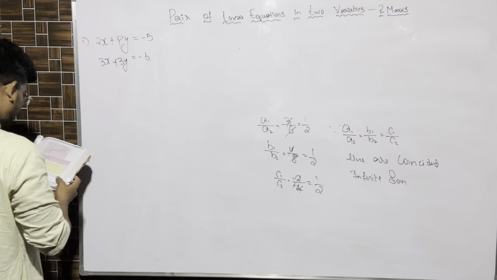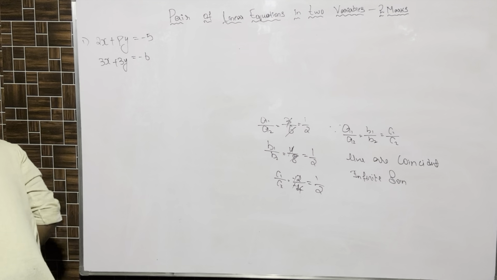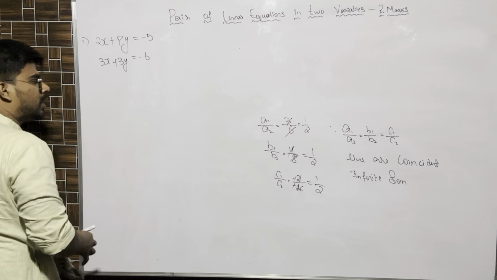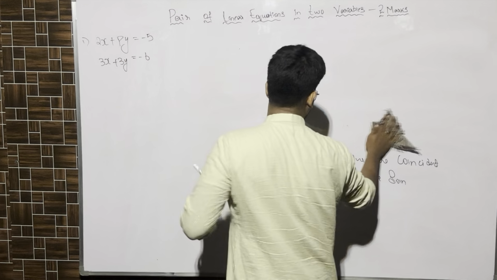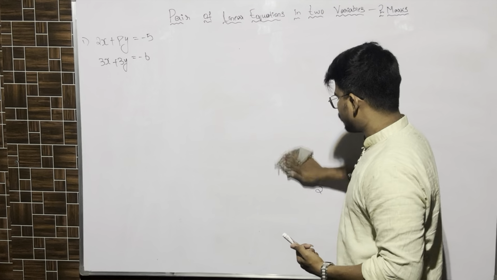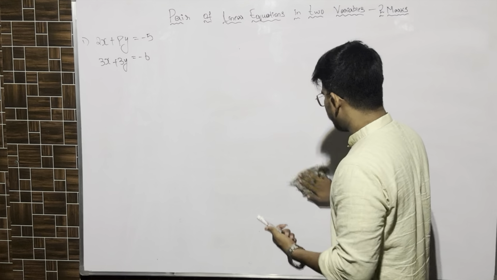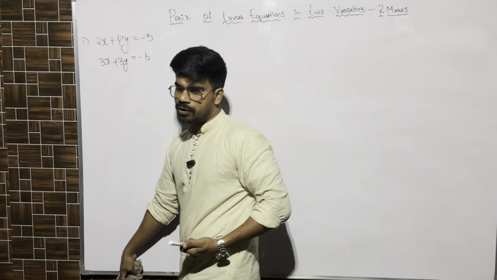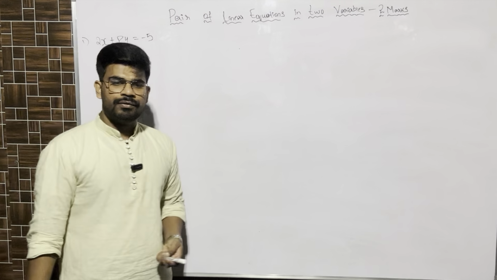For what values of p will it have a unique solution? He gave us one hint. Either he'll tell that the lines are parallel, intersecting or coincident, or he'll tell that it will have a unique solution, infinitely many solutions or no solution. Based on that, we have to use a condition.